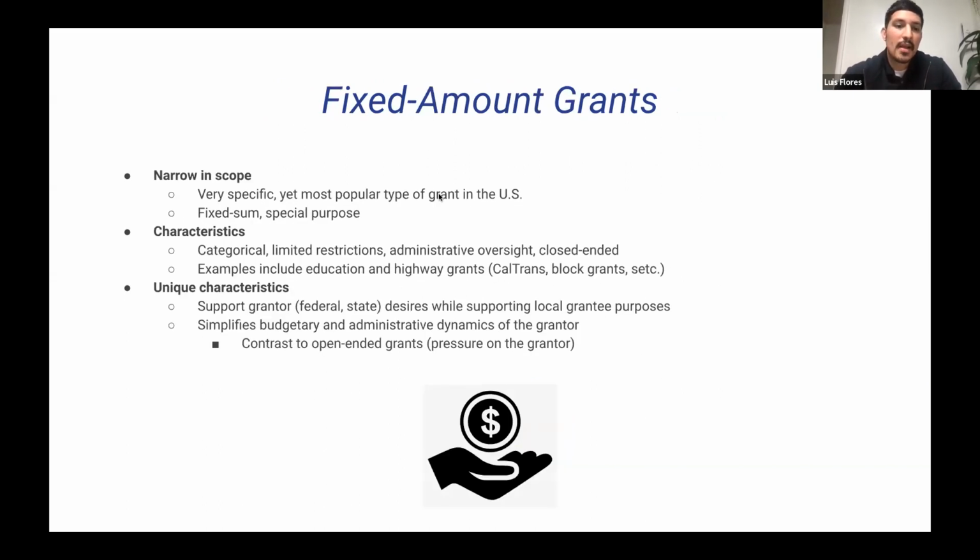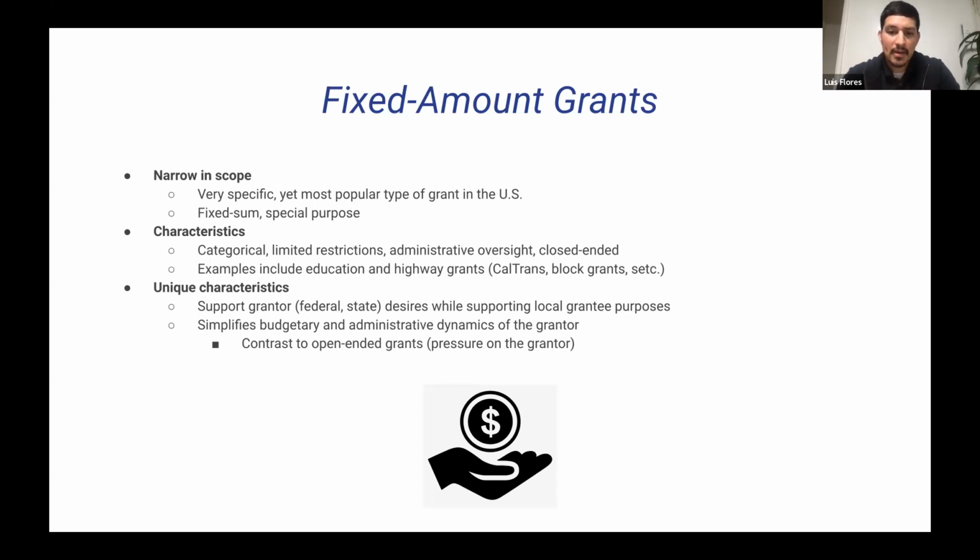And then, of course, we have fixed amount grants, which, like categorical grants, are pretty narrow in scope, right? They're very specific. And even with that specificity, there's still what Brake would consider to be the most popular type of grant in the U.S. So they're very special purpose. They have a fixed sum, so they're very close-ended. There's a certain amount of money available for a specific type of project, and so it's bound by those outlined guidelines of where folks can access it, and they're categorical as noted. They do have some limited restrictions. There is administrative oversight, and they are close-ended. So again, in some ways, it's intersectional to those categorical grants.